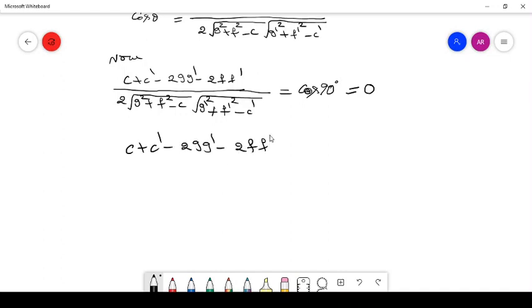So c plus c dash minus 2gg dash minus 2ff dash is equal to 0 into this numerator. 0 into something is 0. Now, transposing these two negative terms to the other side, they become positive: 2gg dash plus 2ff dash. So the condition for orthogonality is c plus c dash is equal to 2gg dash plus 2ff dash.